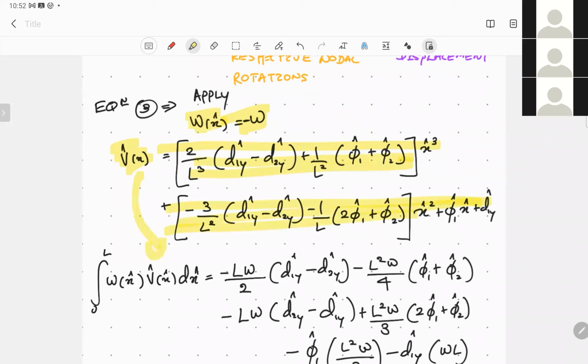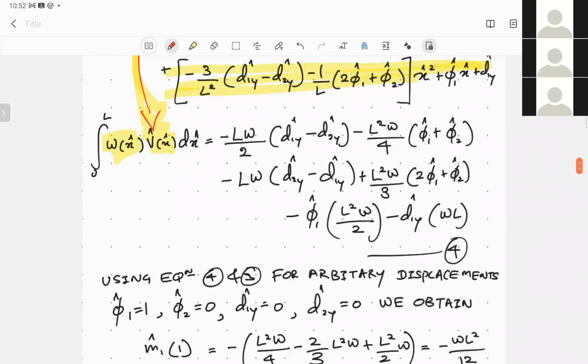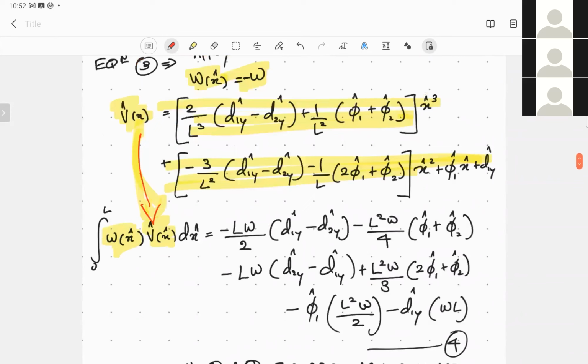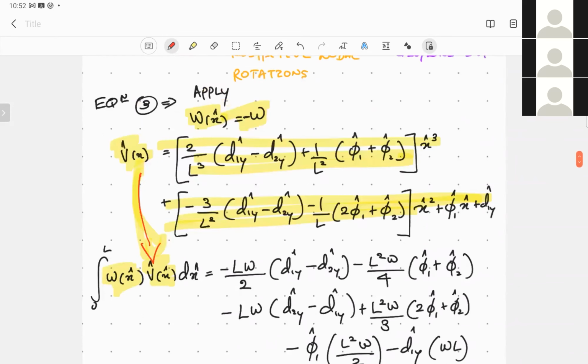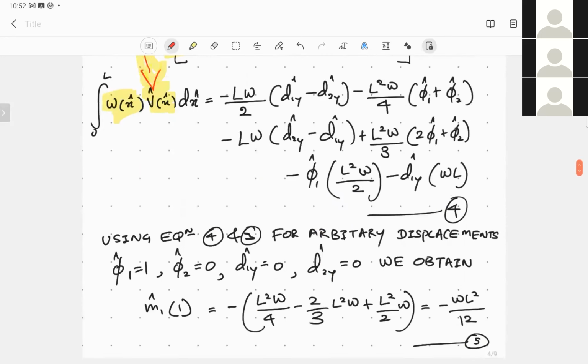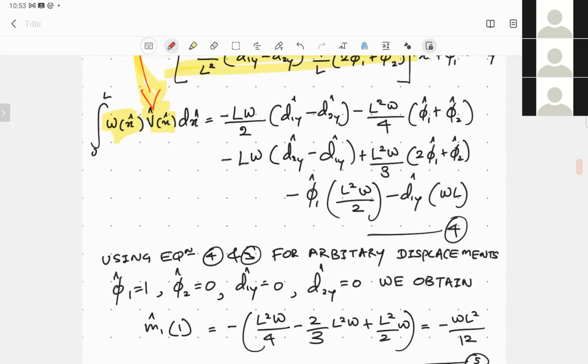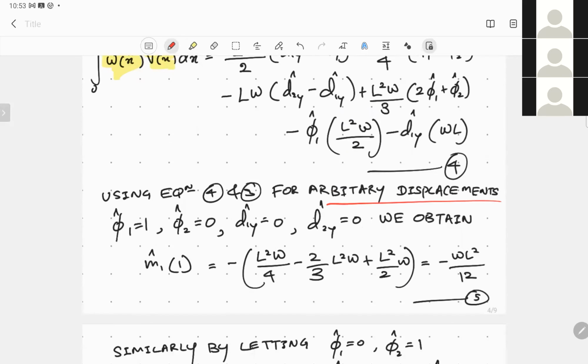You know Wx is minus W, Vx, you can substitute it here, and you can simply do the math to solve this equation which I have just shown here, equation number 3, to obtain, let's say, arbitrary displacements. And you can use this equation which you just derived and apply arbitrary displacements to check the validity of the equation.